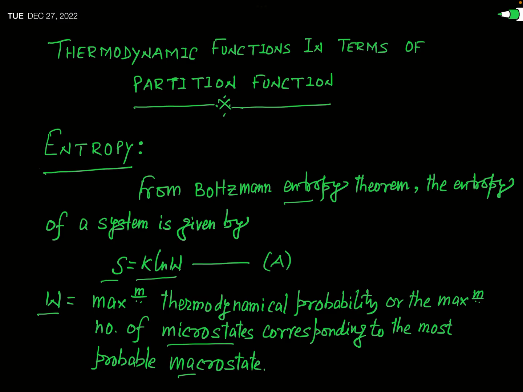So S equal to K ln W. Starting from this formula, we will find the expression for entropy of a system in terms of partition function. If your aim is to find the expression for entropy of a system, definitely you will have to find first of all the value of ln W. After getting the value of ln W for a classical system, we will simply multiply that value with Boltzmann constant K and we will get the expression for entropy.